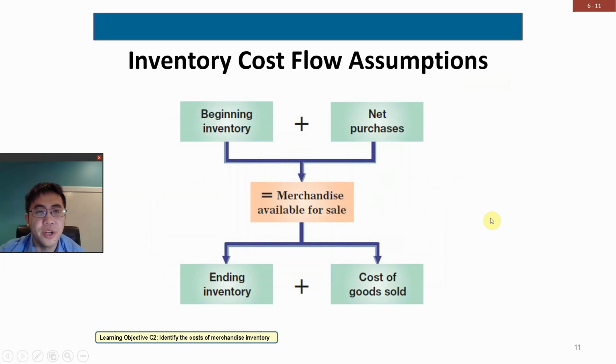All right. Remember in chapter 5, we learned how to do merchandise. So the beginning inventory plus net purchases, that will be the merchandise available for sale. And if you count the ending inventory amount, then the disappeared ones will be the cost of goods sold.